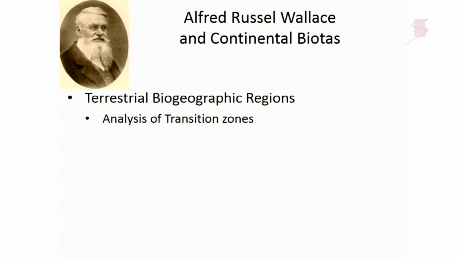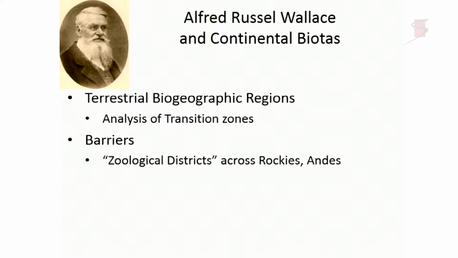He made some really interesting observations about transition zones, one between the Neotropics and Nearctic in Central America, for example, that called upon geologists to catch up, basically, with the biologists. That was pretty forward-thinking for his time. He was also interested in the effect of barriers, and he speculated, for example, on different zoological districts that occurred on either side of the Rockies and the Andes. He had mostly data on mammals, but other organisms as well.